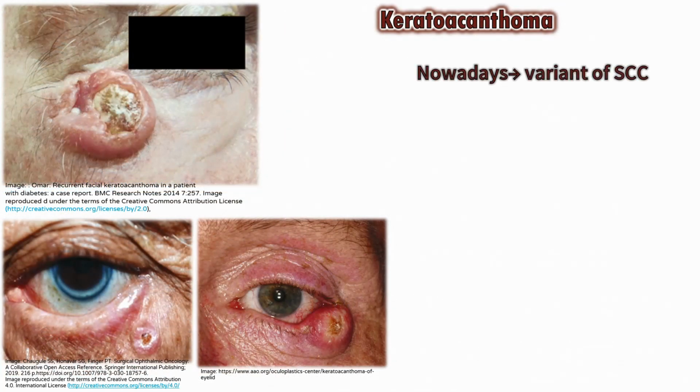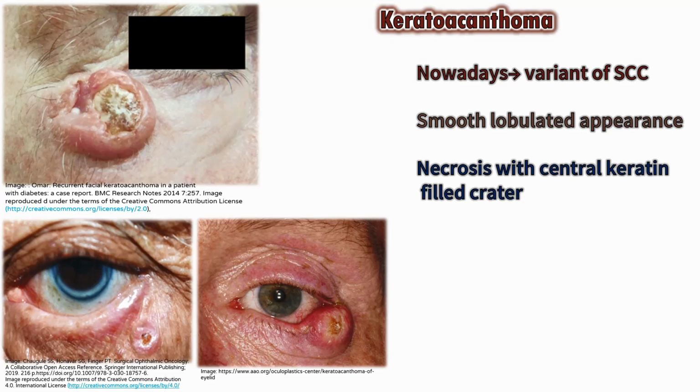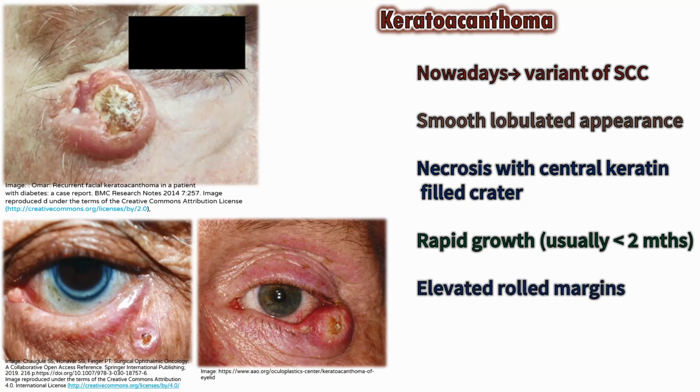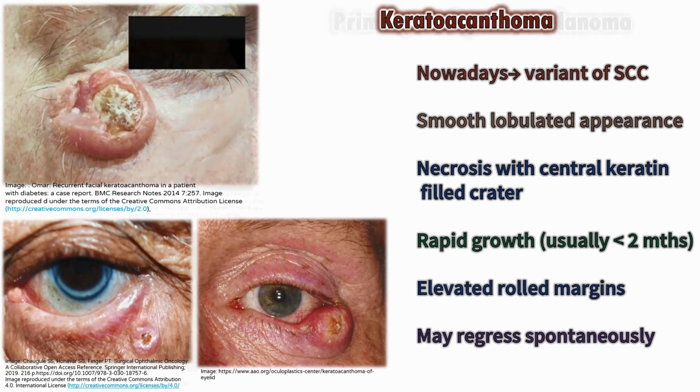Keratoacanthoma is nowadays considered to be a variant of a squamous cell carcinoma. It has a smooth lobulated appearance and is characterized by the central keratin-filled crater, which occurs as a result of its rapid growth that outgrows its blood supply. This, along with the elevated rolled margins, is what makes it sometimes resemble a basal cell carcinoma. A keratoacanthoma may regress spontaneously because of the necrosis.